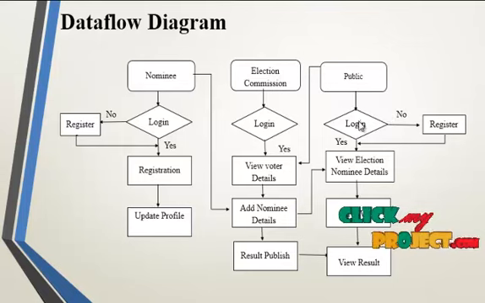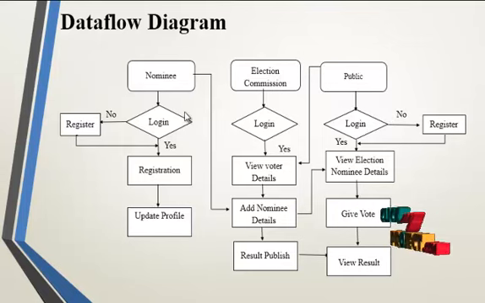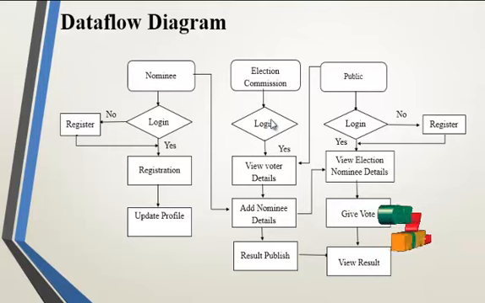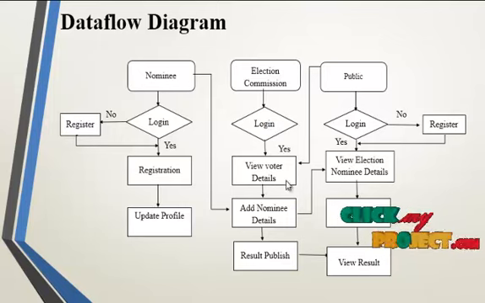Let's see our project data flow diagram. There are three modules: nominee, election commission, and the public. Now we will see them one by one. First, the election commission process. The election commission initially logs in with his or her username and password, and also enters a captcha here. After that login, the election commission process begins.